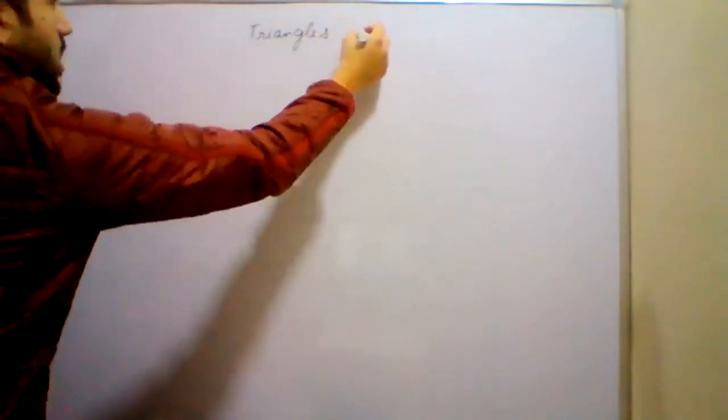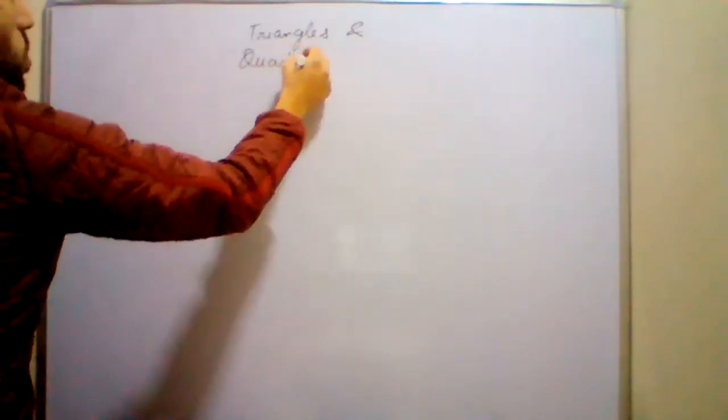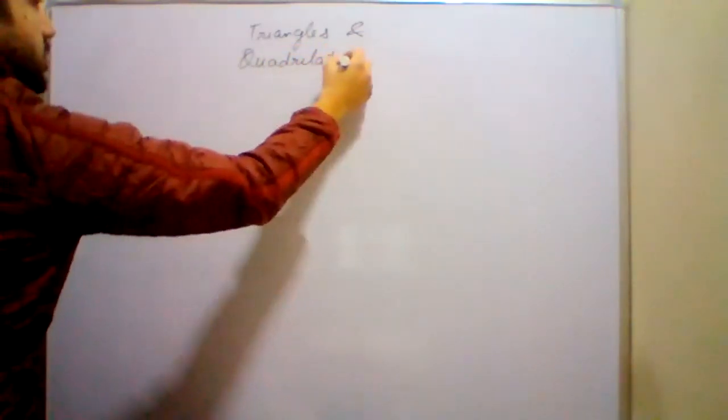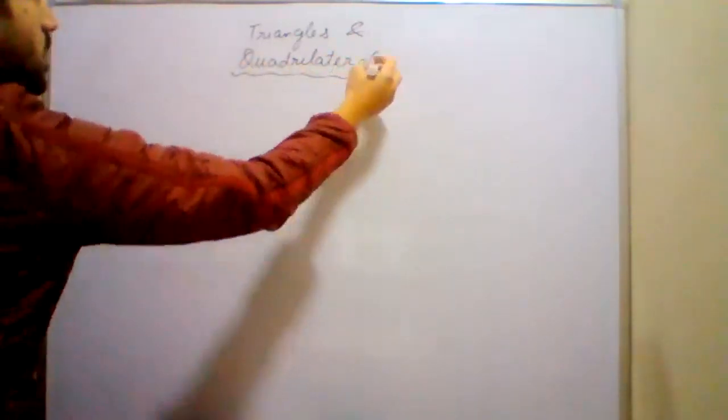Let me explain all these things that you have done in your copy. So first, triangles and quadrilaterals. The name of the first one, equilateral triangle. All three sides are marked with the same sign.